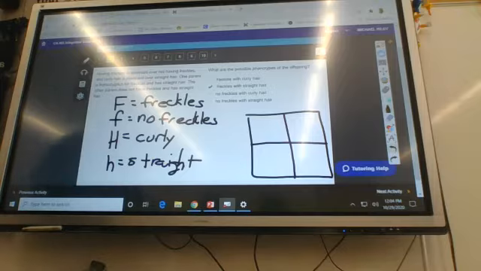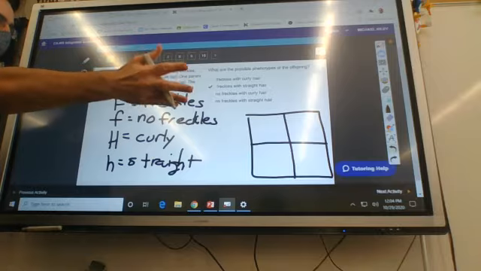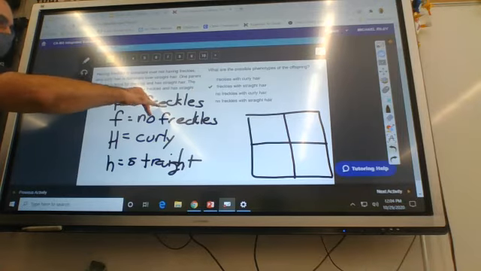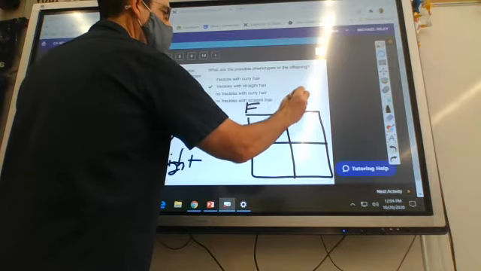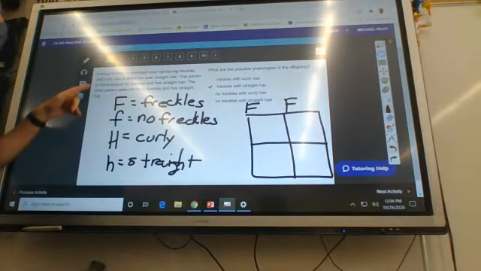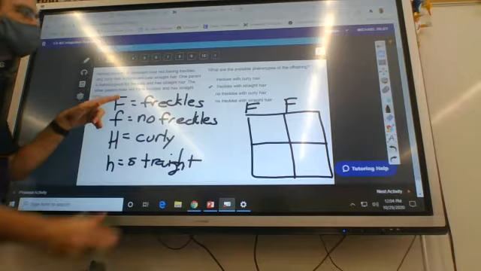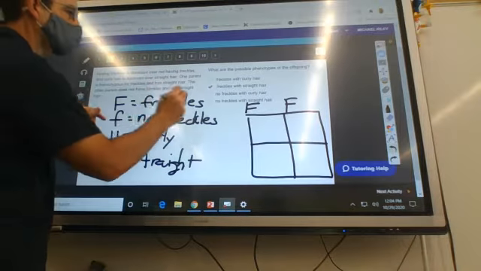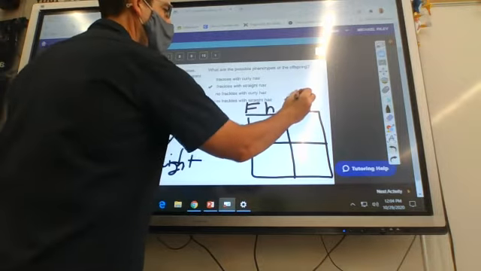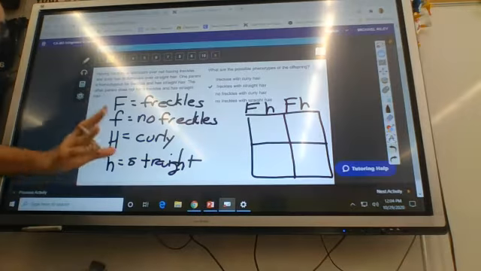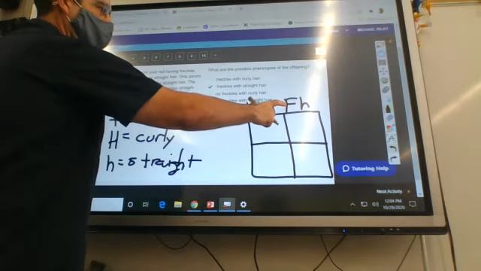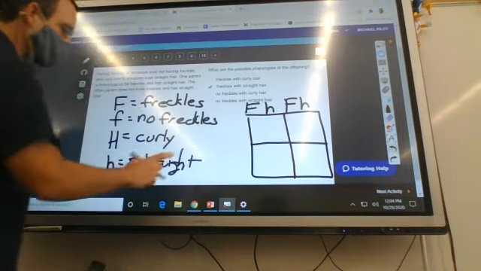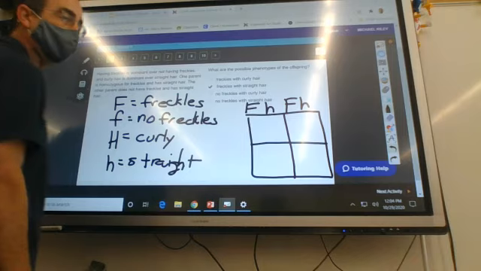Okay, one parent is homozygous for freckles. Homozygous, 2 of the same, for freckles. So one parent is capital F, capital F, and has straight hair. So straight hair is the recessive. Homozygous for freckles, has straight hair. Since straight hair is recessive, it has to be 2 lowercase letters.